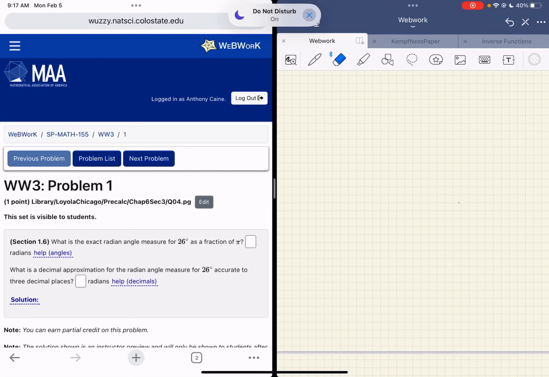All right, let's get after Webwork 3. So, a radian, well, I'll tell you what a radian is. A radian is a distance, it's a length.